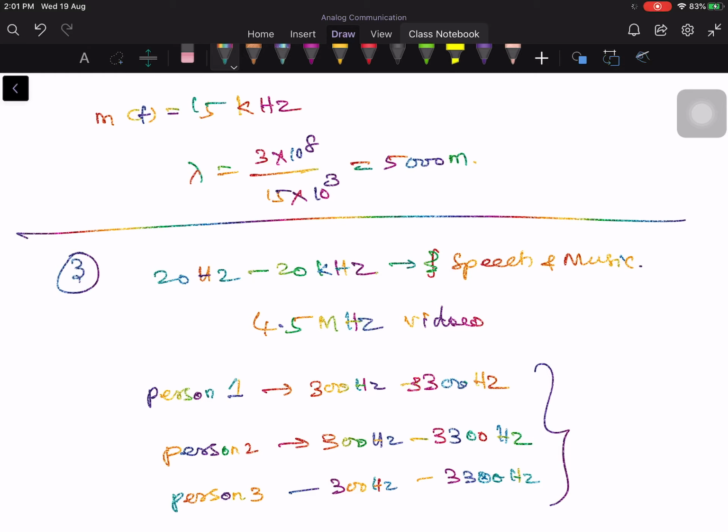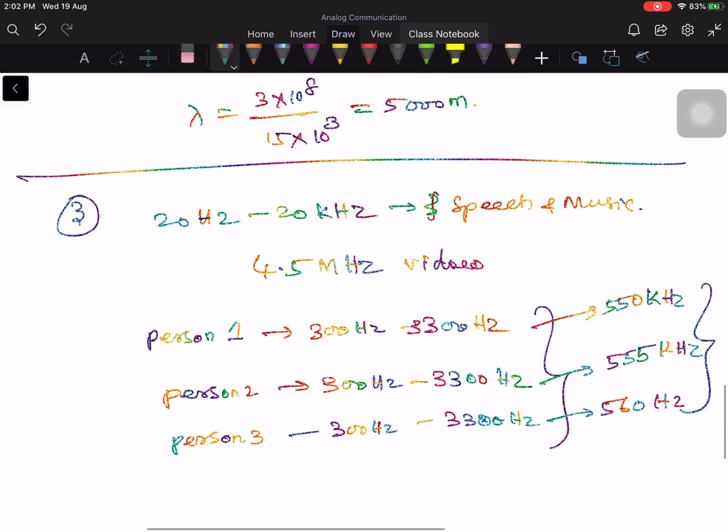Therefore, in order to separate the various signals, it is necessary to convert them all to different portions of the electromagnetic spectrum. Maybe I can shift this one to 550 kilohertz, and this one I will shift to 555 kilohertz, and this one I will shift to 560 kilohertz. Now they will not overlap each other. So that is the beauty of modulation.